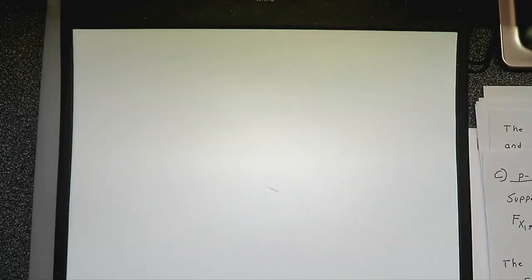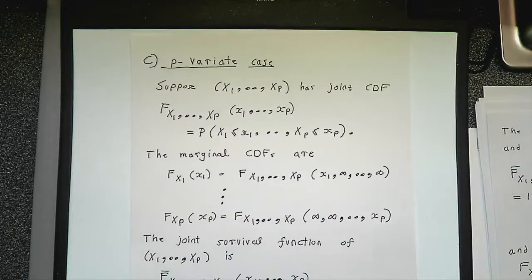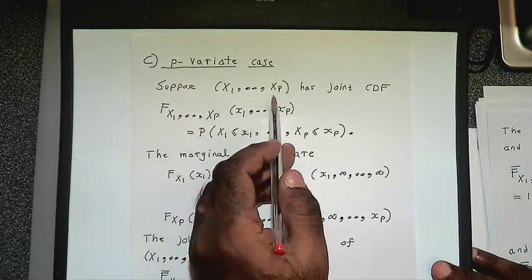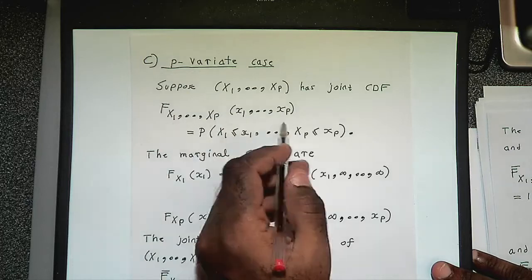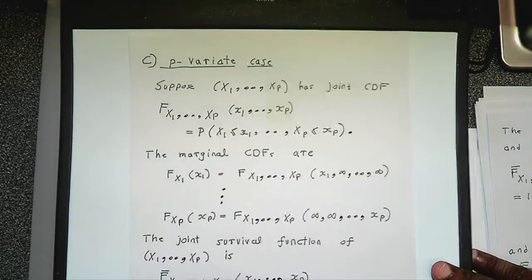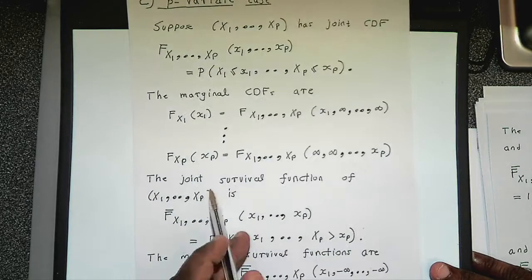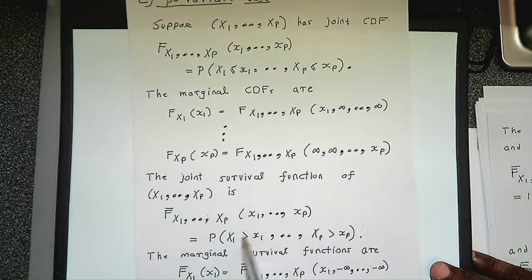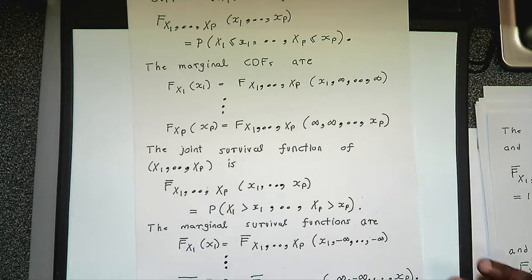Now, in the general case, which is p-variate, when you have p random variables like x1 to xp, the joint CDF is defined by this equation. The joint and the marginal CDFs are defined by these equations. The joint survival function is defined by this equation. So you have F bar, meaning a joint survival function. And the marginal survival functions are defined by these equations, right?